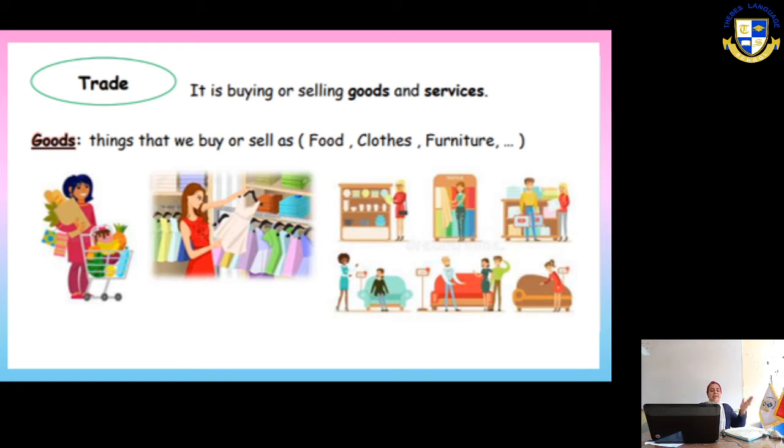Why do we make transportation for goods? For trade. What do I mean by trade? It is buying or selling goods and also services. Goods are the things that we buy or sell, like food, like clothes, like furniture, like the things we use daily, okay? So this is trade. We buy or sell the goods, okay? Next.